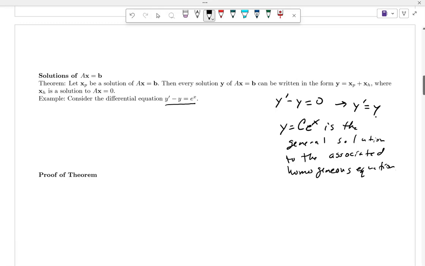If I can find just one function to where I plug it in and I get e to the x when I'm done, I could add it to these and get a whole boatload of solutions, right? So the idea in differential equations is now to try to find a particular solution, not infinitely many, but literally one solution to that equation. Any thoughts about how you might try to do that?